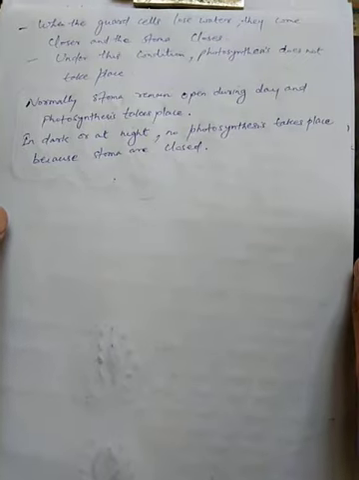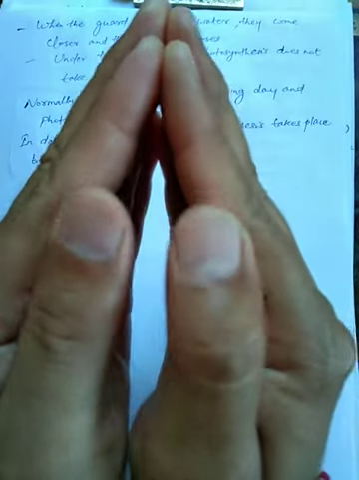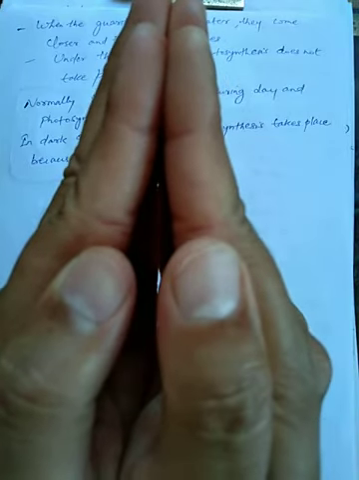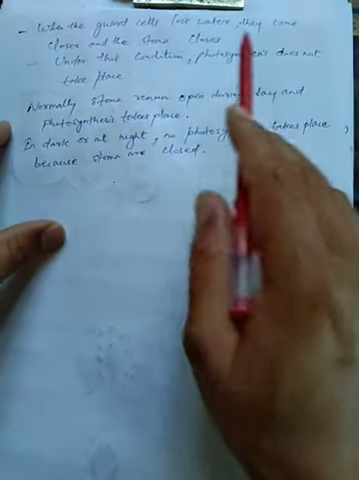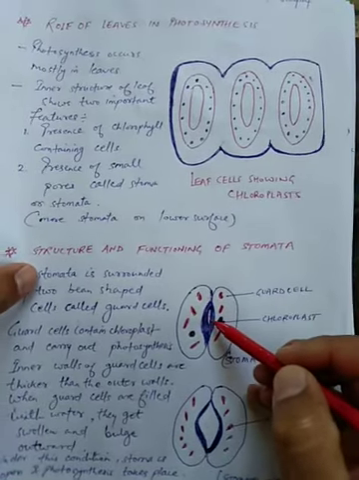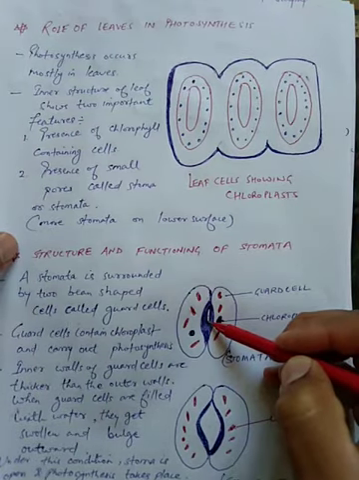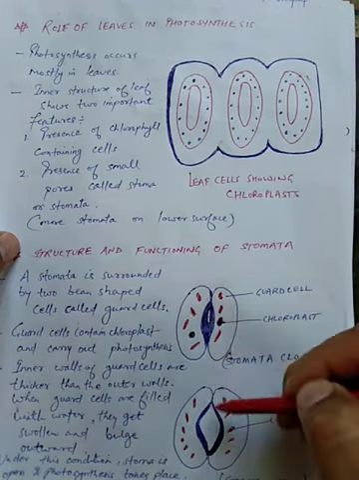Now what happens next when the guard cells lose water? Means these are the guard cells, slowly they are losing water and they are coming closer to each other. Now what happens at that time? The stoma closes. You can see in the diagram also, this stoma is getting closed, and in this case the process of photosynthesis does not take place. So this is how the stomata functions.